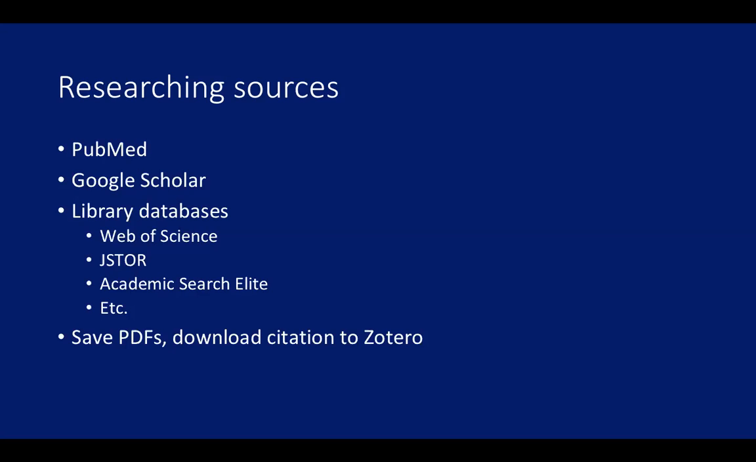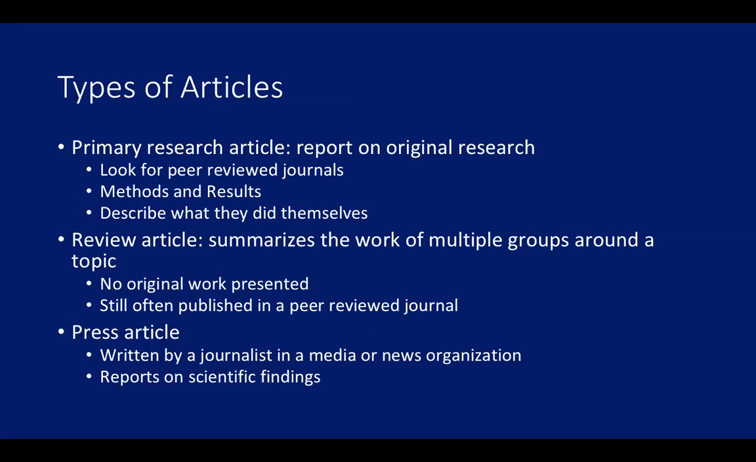So the Web of Science, JSTOR, Academic Search Elite, all of that the library subscribes to and are good resources for you. Now, when you're finding papers, you want to save the PDF and then immediately download that citation into Zotero so that you have it.